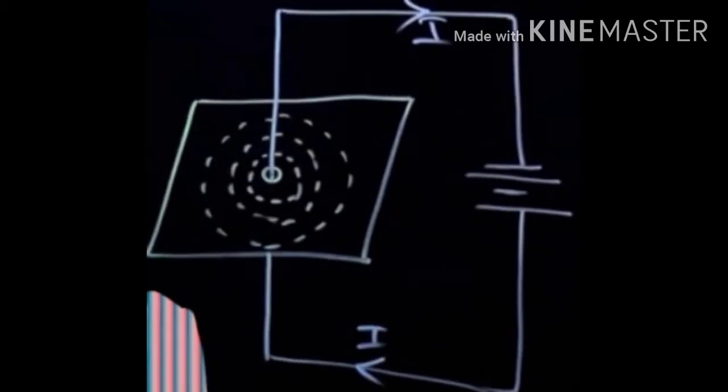Now suppose you are passing a current, our polarity suppose positive. We all know current always passes from the positive to the negative side.